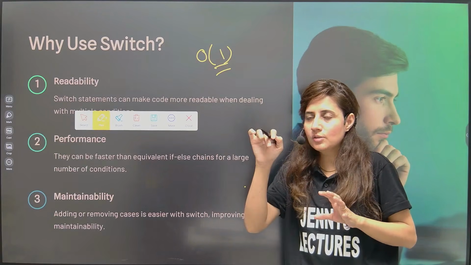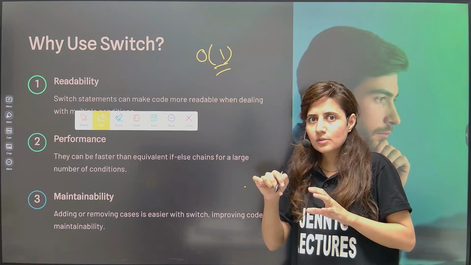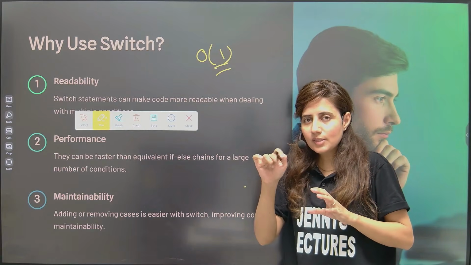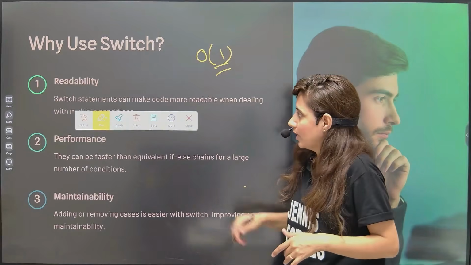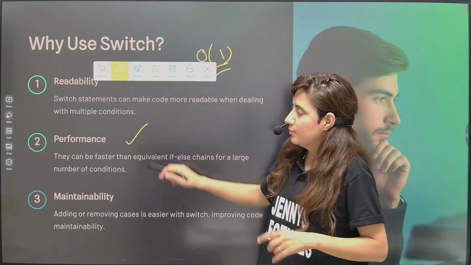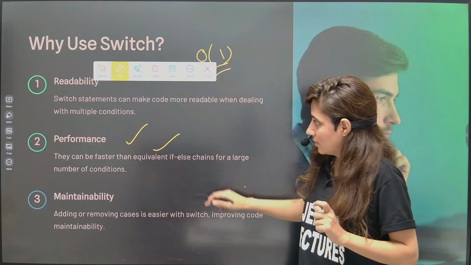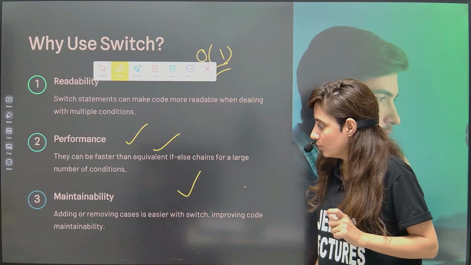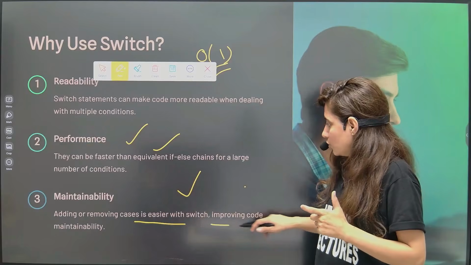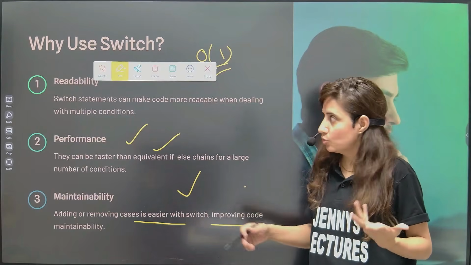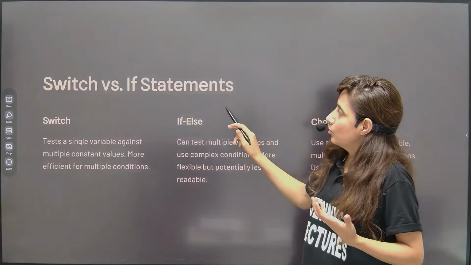In general, if you draw the flowchart, you can draw it something like this. The first condition would be either true or false. If false, then the second case condition would be checked, like this. So definitely the performance would be increased. Performance will be more. Maintainability would be more. We can remove or add cases, and it would be easier with switch rather than if else. So maintainability would be more.